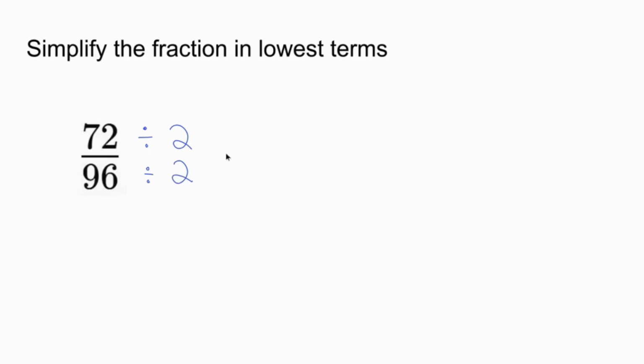72 divided by 2 is equal to 36. 96 divided by 2 is 48. Now you're looking at that and thinking, well, wait a minute. I can keep going. Those are both even numbers again. So why don't I divide them both by 2 again and see what happens? Divide the numerator by 2, divide the denominator by 2. That gets me 36 divided by 2 is 18, and 48 divided by 2 is 24.